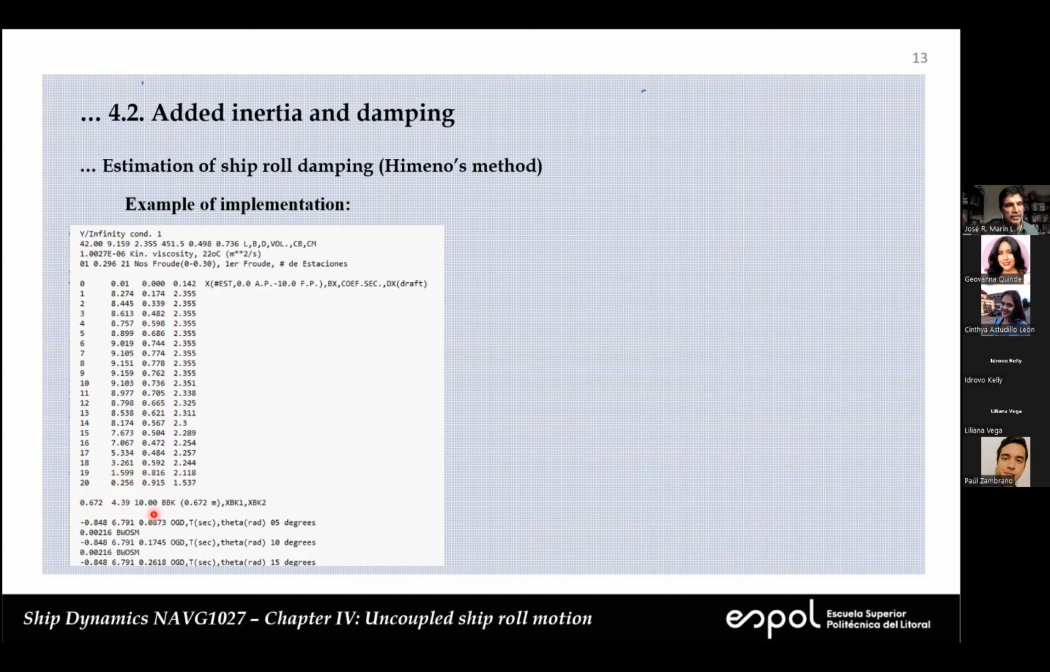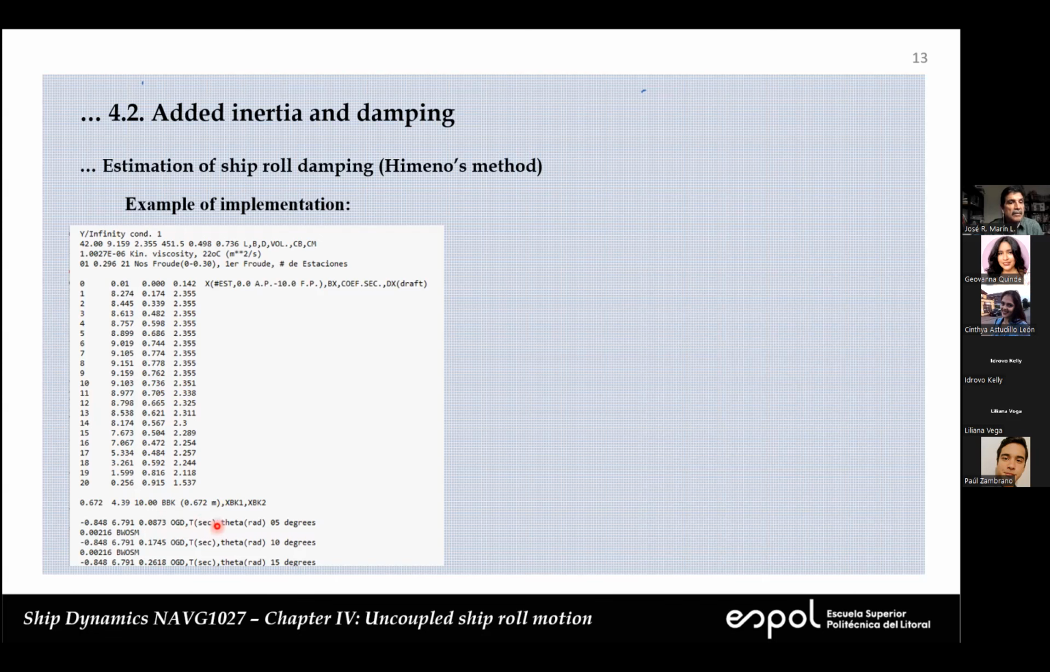This is the position, right? From station 10 to 19, so from here until here. This is the number of stations. Then down here is the information about the specific condition that I want you to calculate. For example, this is OG/d, the distance from the flotation to the position of G.